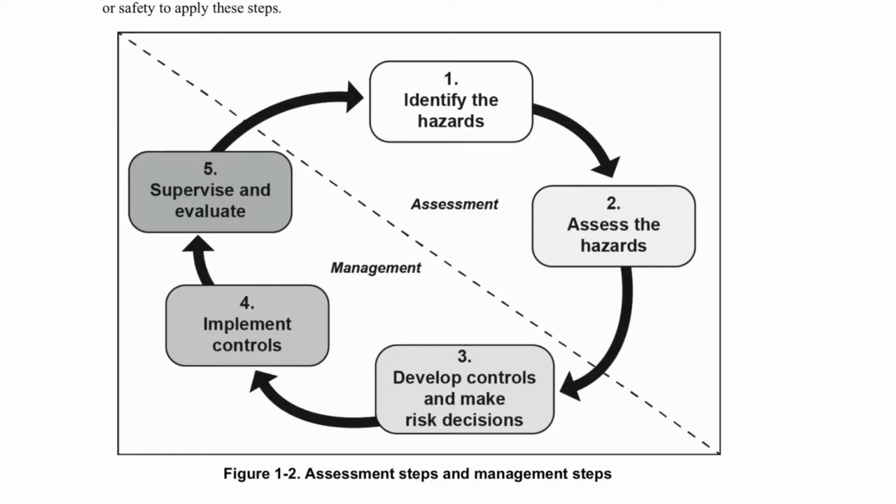So first thing that we need to know and identify, and I'm going to throw up a screenshot here, is the actual process for risk management, right? So we have 5 steps, right? The first one is to identify the hazards, and then we need to assess those hazards, develop controls and make risk decisions, implement controls, and then supervise and evaluate.